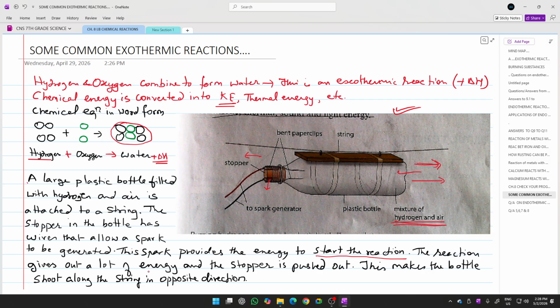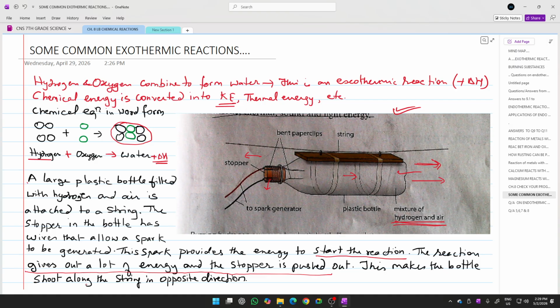The reaction gives out a lot of energy. Now, why is this energy given out? Because it is an exothermic reaction. Hydrogen and oxygen combining being an exothermic reaction, a lot of heat energy is given out. The heat energy is trying to push out the stopper, but the stopper is very tight, it cannot come out. So what will happen in the process? A kinetic energy will be created, and a force will be created in the opposite direction. The stopper will be pushed, but it will not come out.